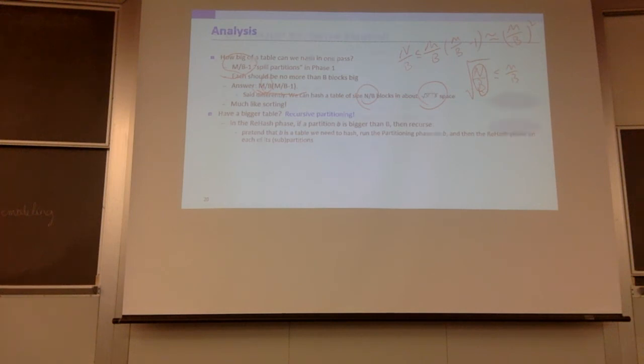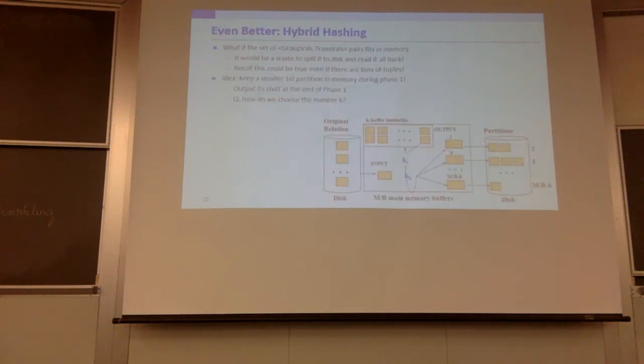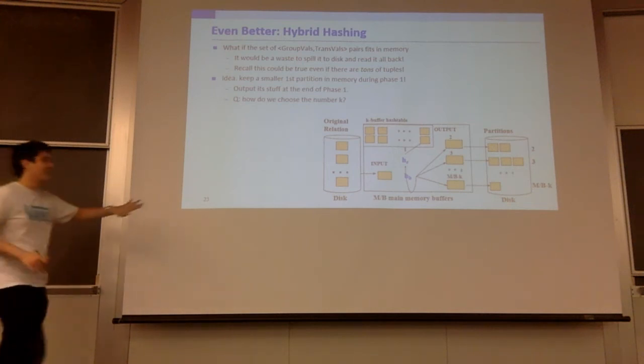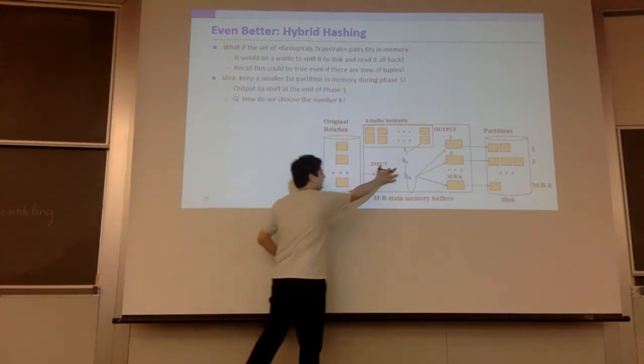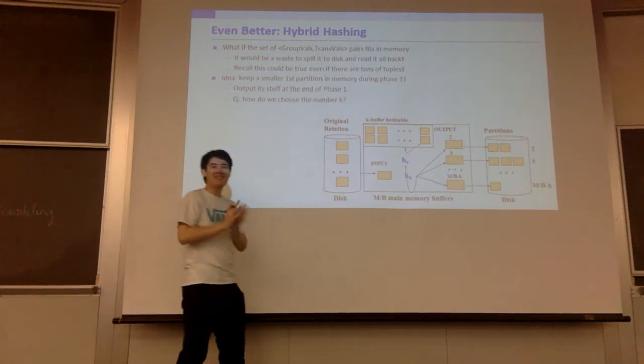So you could use this approach. We can do better using something called hybrid hashing. For hybrid hashing, if you can understand the notation here, that's good. But I would say it's a much simpler idea than what it seems here. This is just for the formality of mathematics, so that doesn't matter.